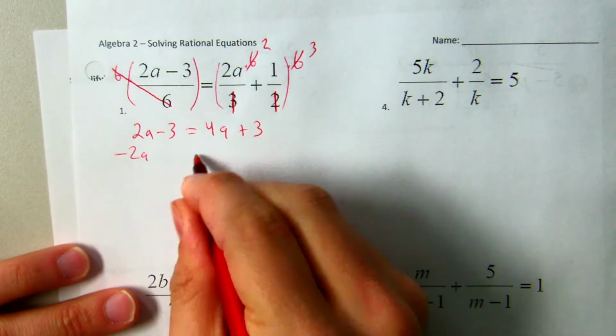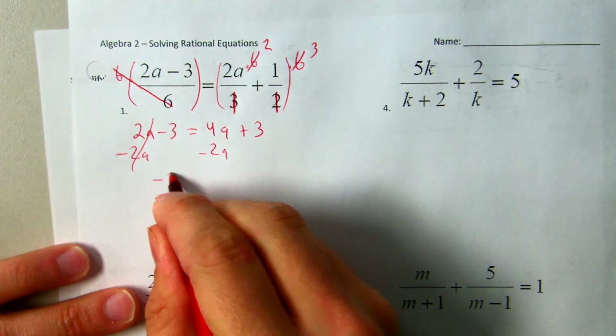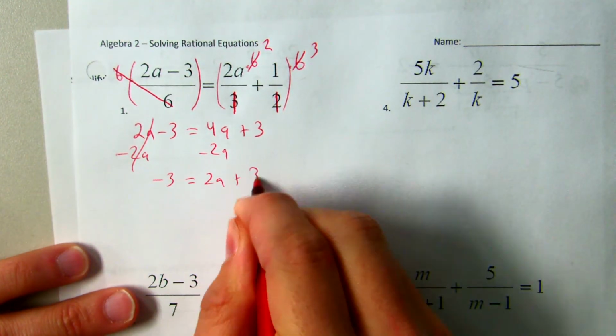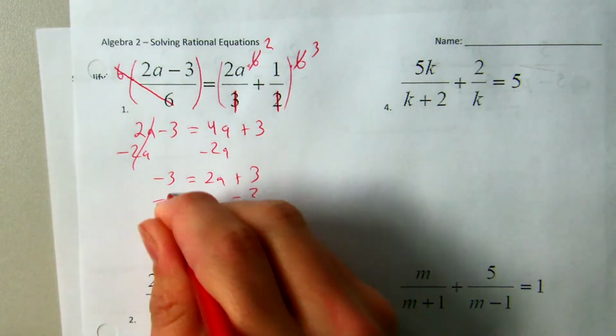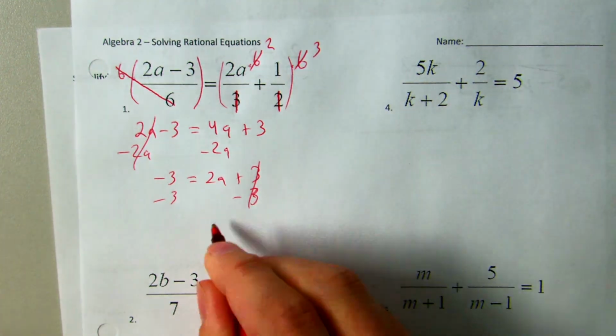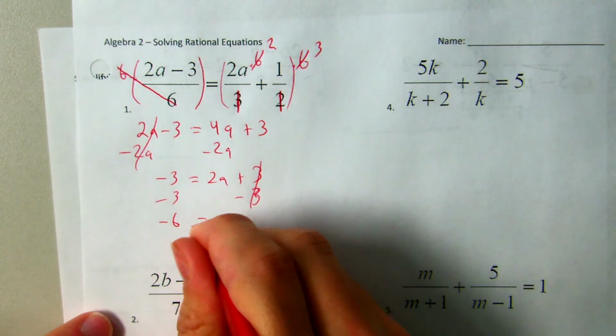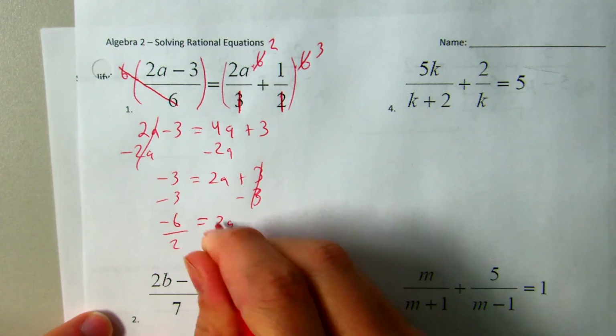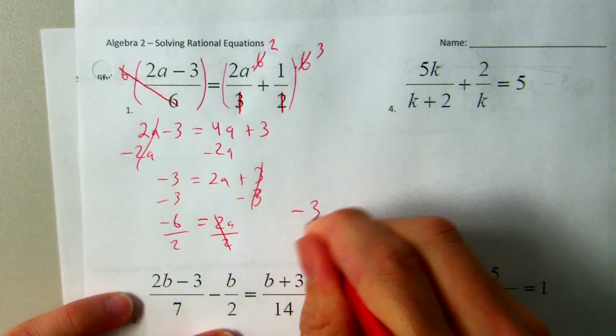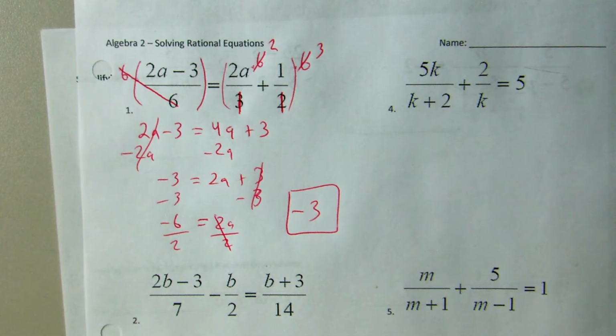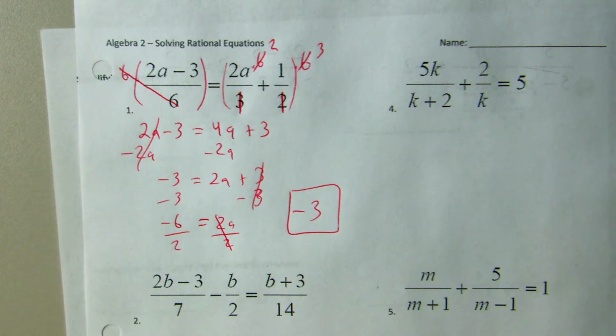So isolate your variable. Undo the plus 3 with minus 3. And finally, I do times 2, divided by 2. And it looks like negative 3 is our solution.